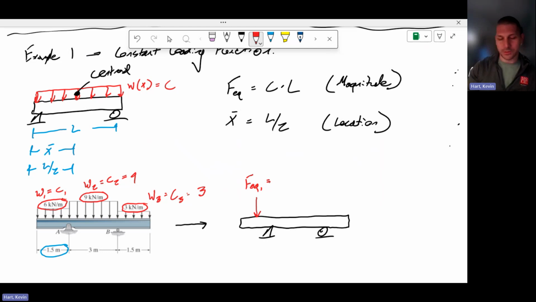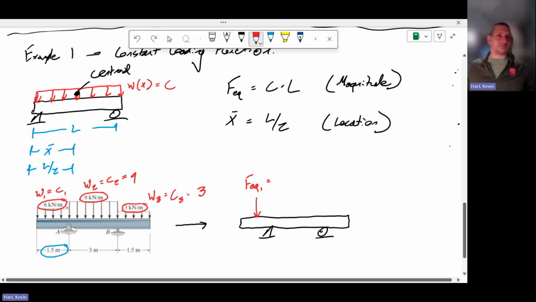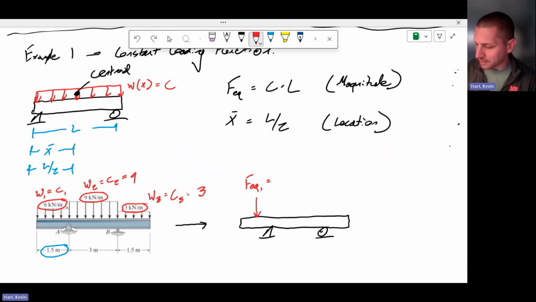And this is equal to the area that this rectangle creates. So this rectangle here is the one I'm looking at, and it's just length times height. The length here is 1.5 meters. The height is 6 kilonewtons per meter. So this here is going to be 9 kilonewtons.